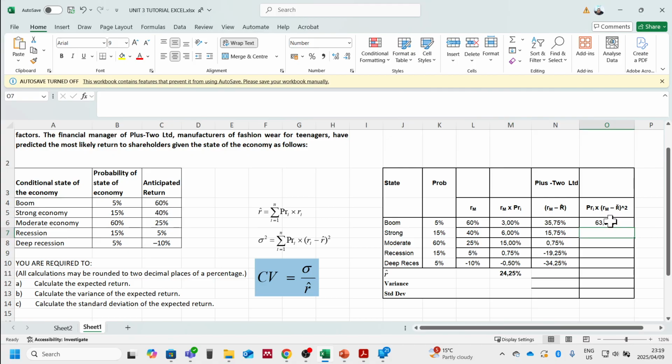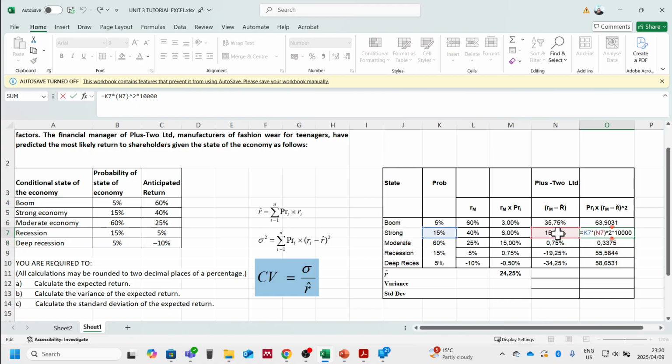So over here on the variance, we're going to repeat the same thing. These are going to be our variances: the probability multiplied by our deviation squared, then multiplied by 10,000 to give us the full accurate figure in percentage format. So this is 37.20%, this is 0.33%, and this is 55%, this is 58%. And then once we have got our variance, we can calculate the total variance of this project.